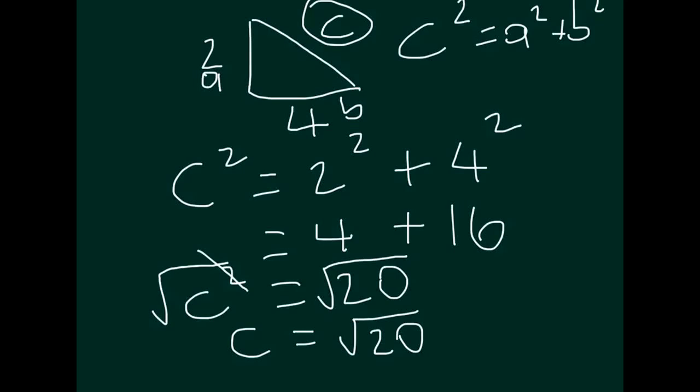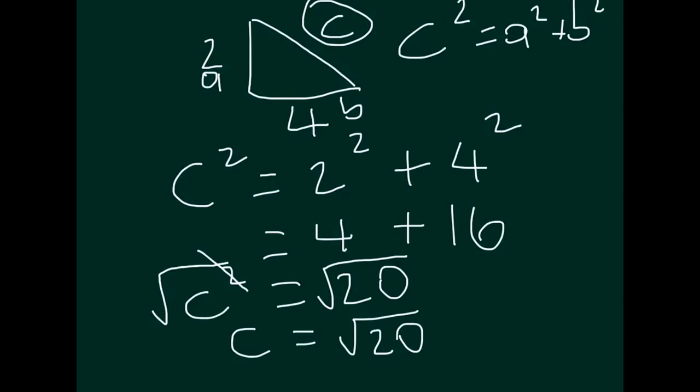Now for the sake of time, I won't simplify the square root of 20. But obviously, punch it in the calculator, you get it. Because the square root of 20 is not rational, right? It's irrational. So you're going to get a decimal. It's not a perfect square. So moving on, right?